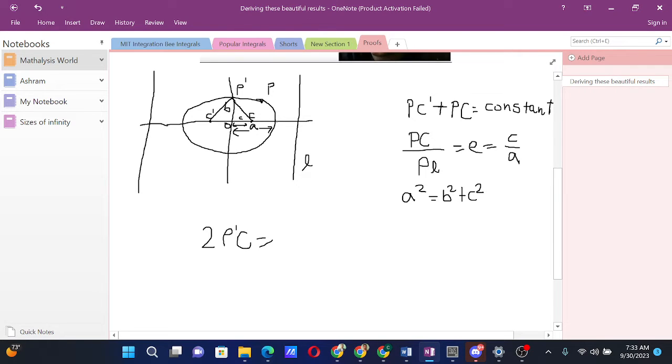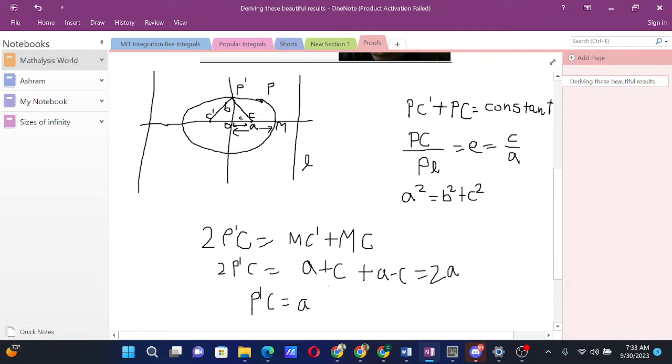if we take another point over here as M, MC dash plus MC. We can do this because of the definition of an ellipse. So we have 2 times P dash C equals MC dash plus MC. Now MC dash is just A plus C, and MC is just A minus C. So this is actually 2A. So we get that P dash C is A. Now from the Pythagorean theorem we can see that A square equals B square plus C square.